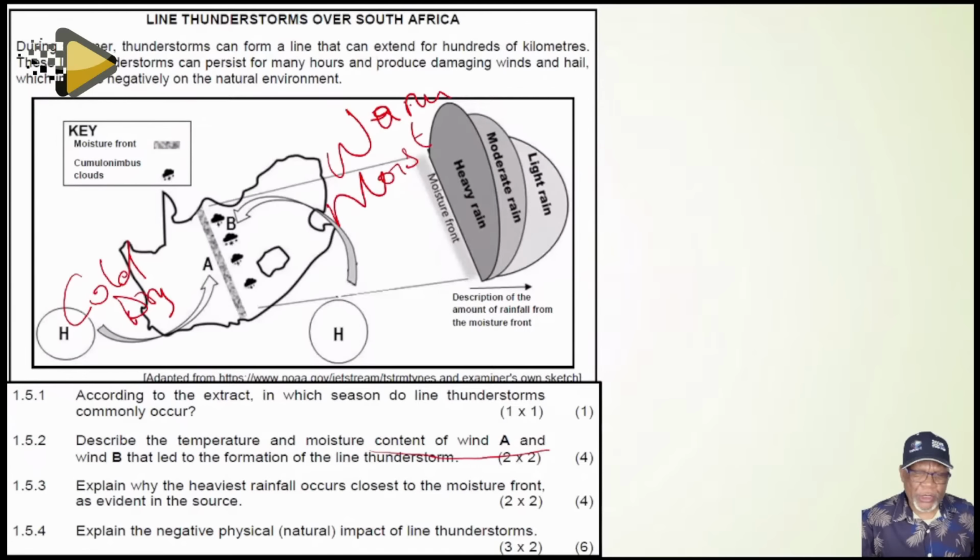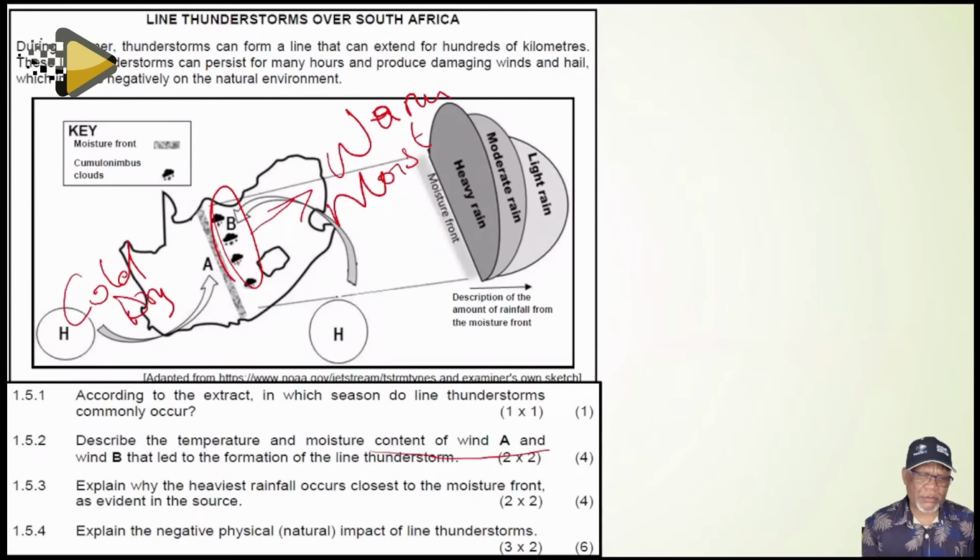Now let's look at this question. It says, explain why the heaviest rainfall occurs closest to the moisture front, as evident in the source. Why are we going to have heavier rain here, and the rain is going to decrease when you move away from here? Because this part over here is closer to the moisture.